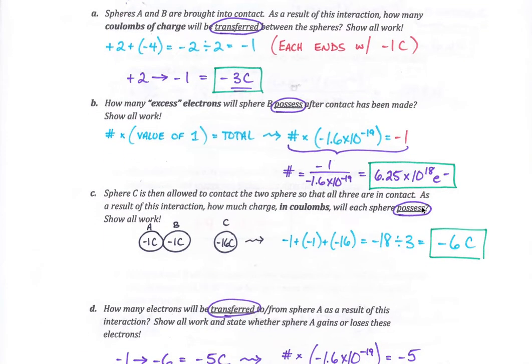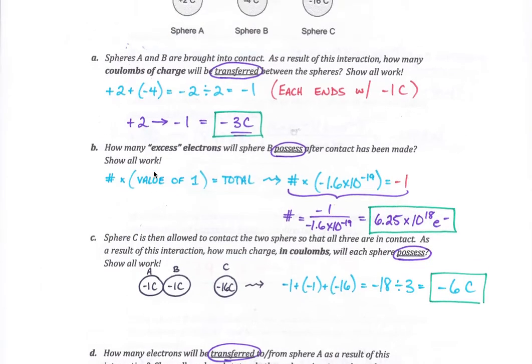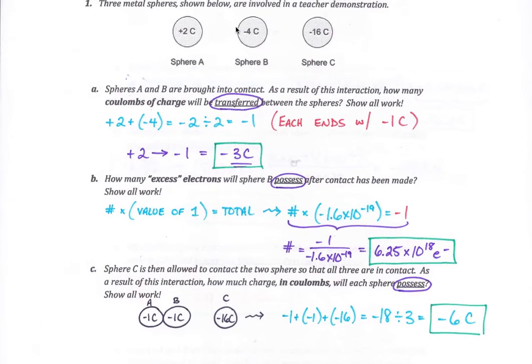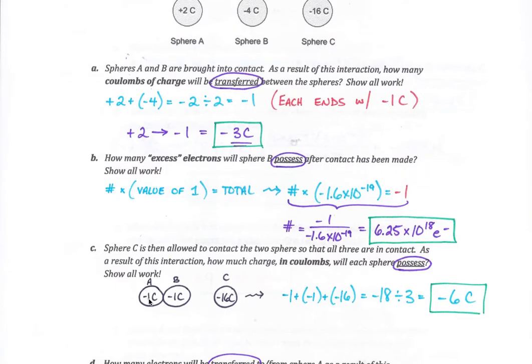We come down and look at question C. It's saying that now, after this has occurred, sphere C is then allowed to touch the two spheres so that all 3 are in contact. As a result, how much will each sphere possess afterwards? Well, we're not just touching all 3 of these from the beginning. We know from the previous question that the first 2 ended with negative 1. So what's really happening is we're taking the 2 negative 1 charges, which are these 2 after they've redistributed to equilibrium. We're then bringing a negative 16 coulomb charge, allowing it to make contact, and then allowing that redistribution to occur again.